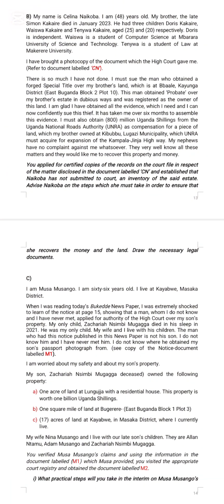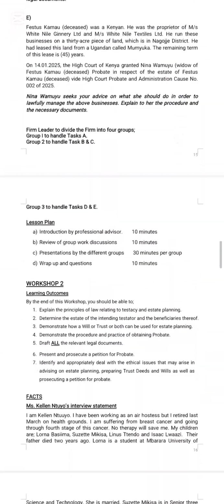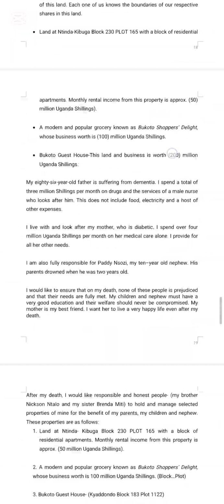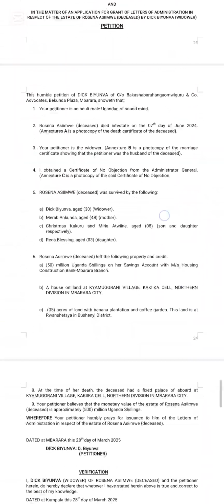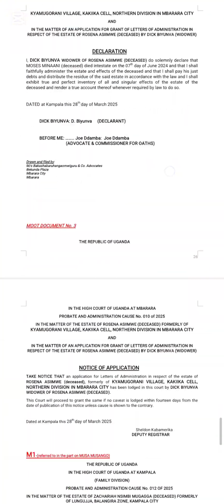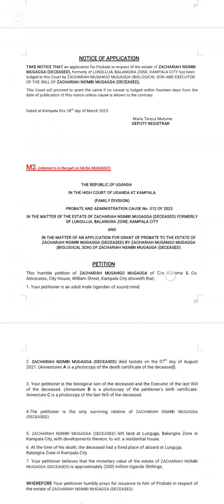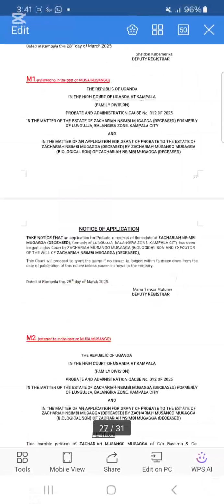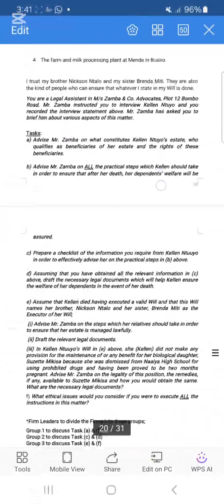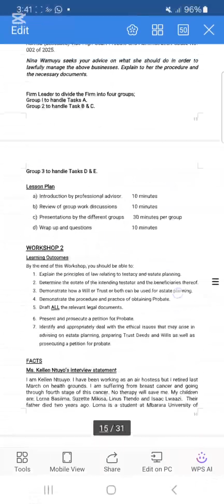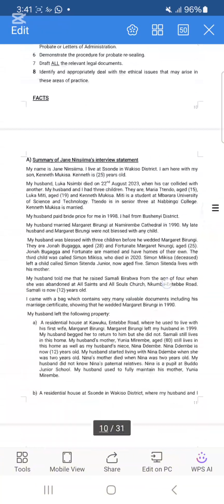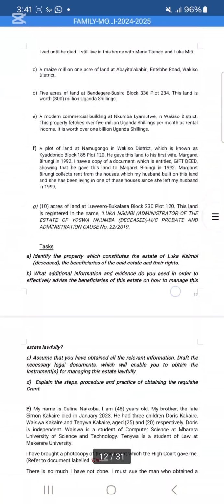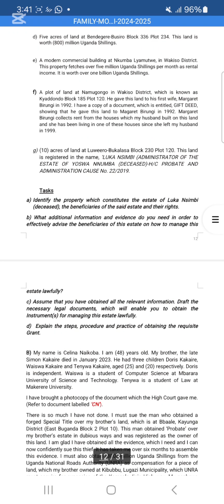Refer to the document labeled SCN. So when you look at that document, we can see that it is letters of administration. You can see these are letters of administration. So this person has been given letters of administration.